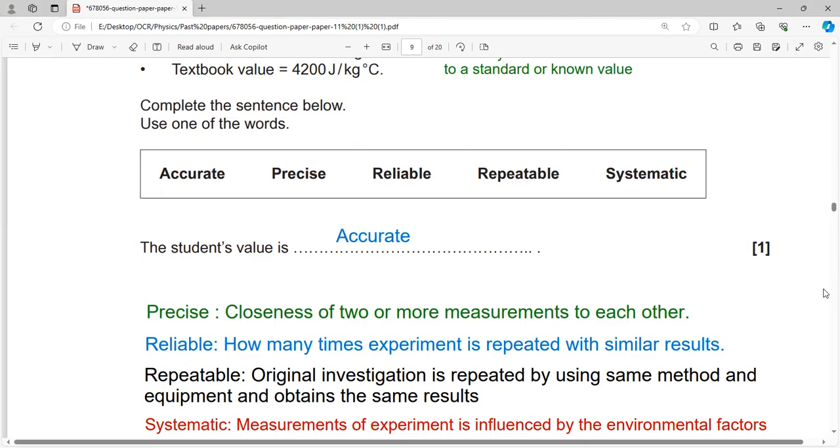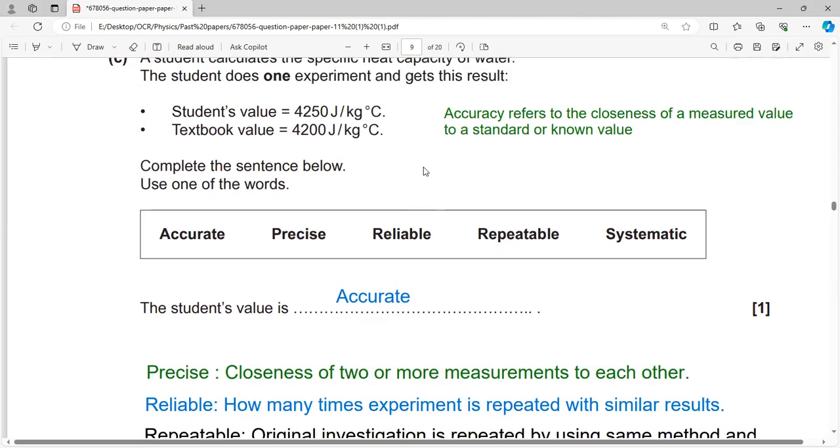Now, systematic is when the measurement of an experiment is influenced by the given environment or the apparatus we are using, affecting our measurement. That is called systematic error. If the environment is affecting and our results are coming out different, that is systematic error. The result of the student is near to the standard value, so that's why we can use the word accurate here.